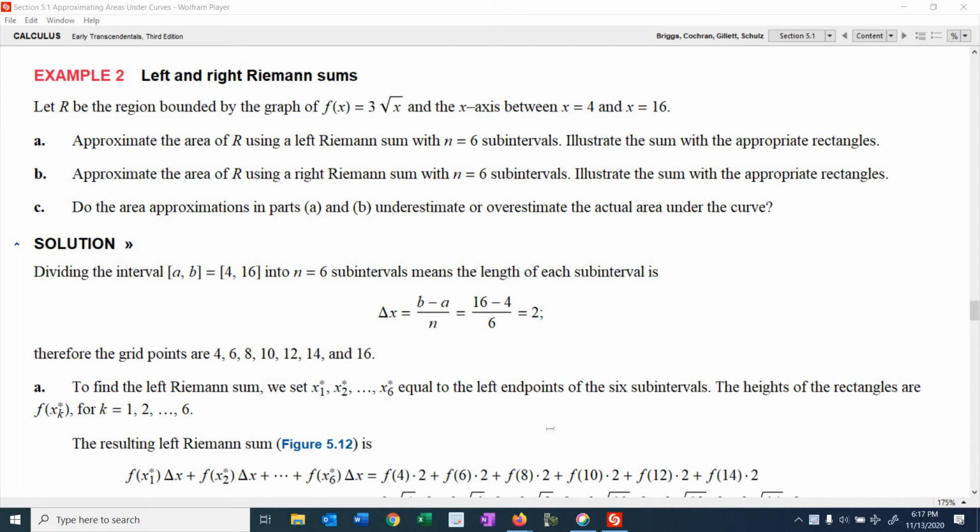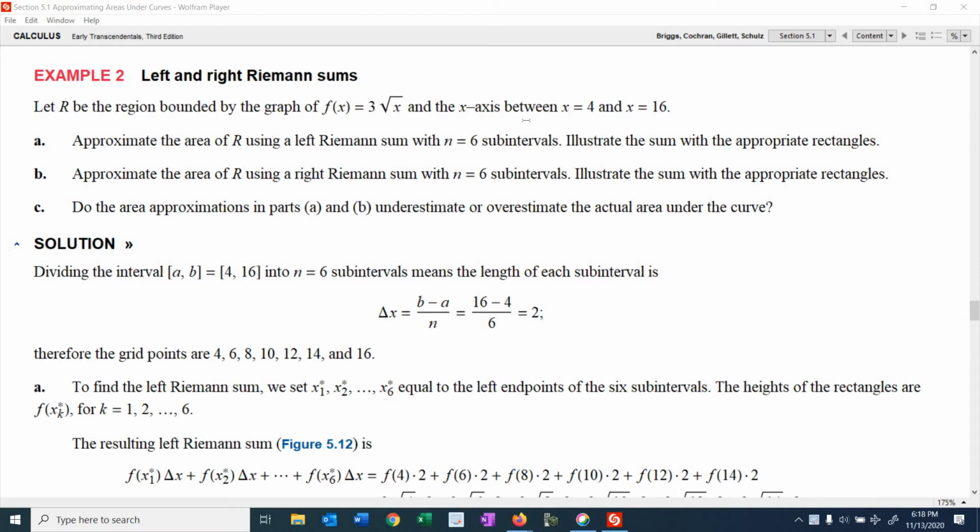Hello again. In this video, we're going to go over an example where we find the left, right, and midpoint Riemann sums for a function. The function we're going to find the Riemann sums for is f of x equals 3 times the square root of x. We're going to start at x equals 4 and end at x equals 16.